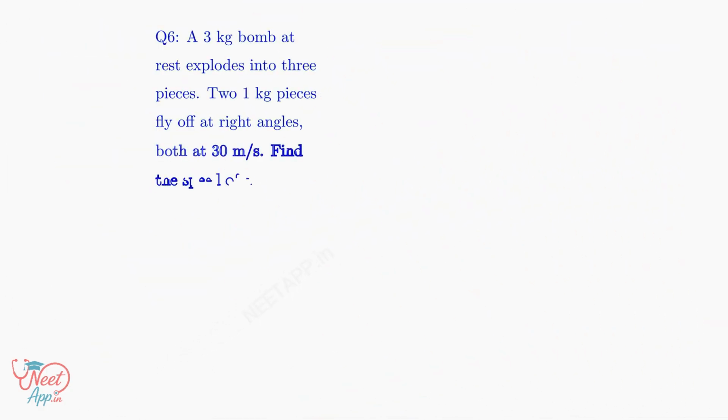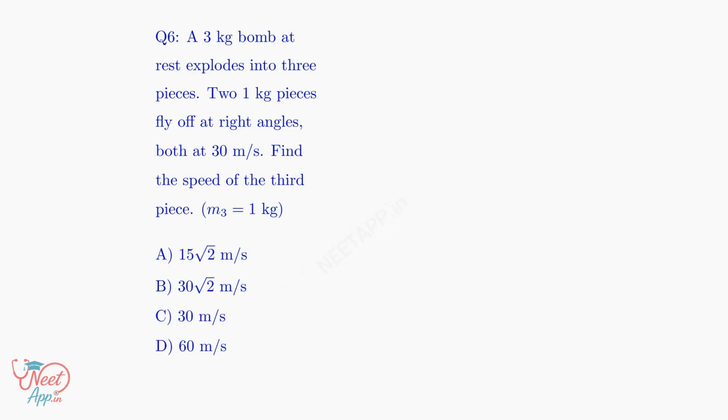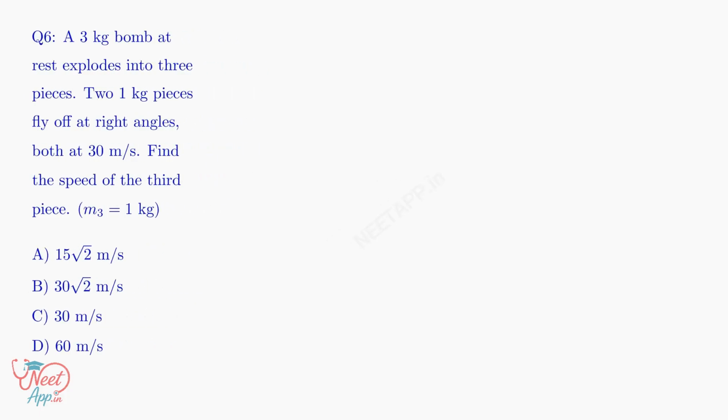Question 6 covers 2D explosion vectors. A 3 kilogram bomb at rest explodes into 3 pieces. Two 1 kilogram pieces fly off at right angles, both at 30 meters per second. What is the speed of the third piece?